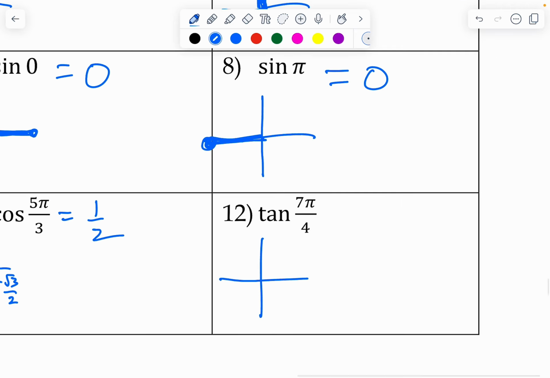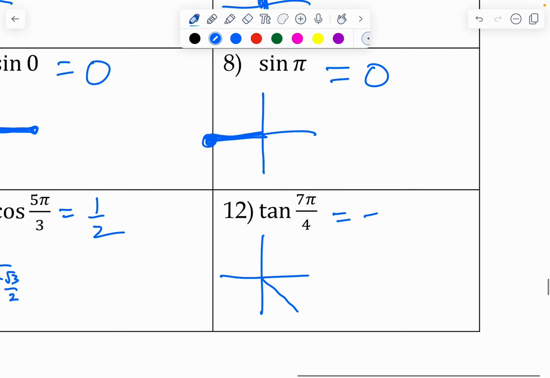Tangent of 7 pi over 4, 7 pi over 4 is in this quadrant. That pi over 4 family is either going to be 1 or negative 1. This has a negative slope. This is negative 1.